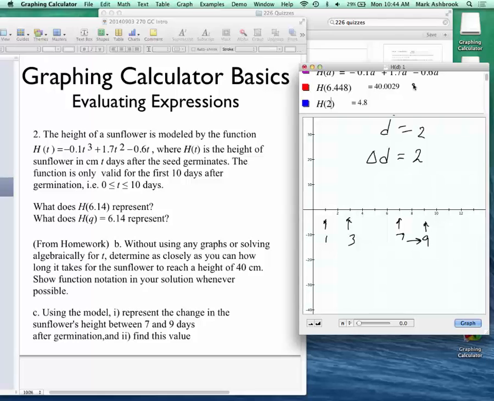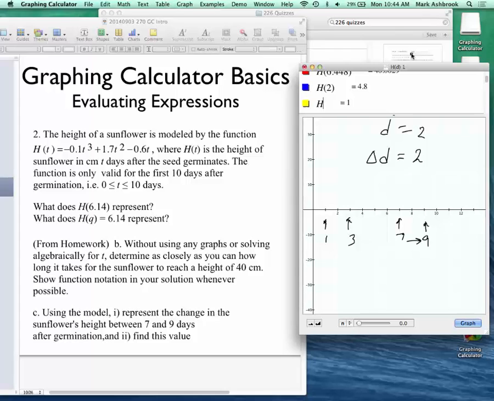Because 2, the input into the h function, is a number of days since germination. It's not a change in the number of days. So you can't do that. So instead, how are we going to get the change in height? We would need the final value of height, just like you would do 9 minus 7 to get the change in days. You need the final value of the height minus the initial value of height.